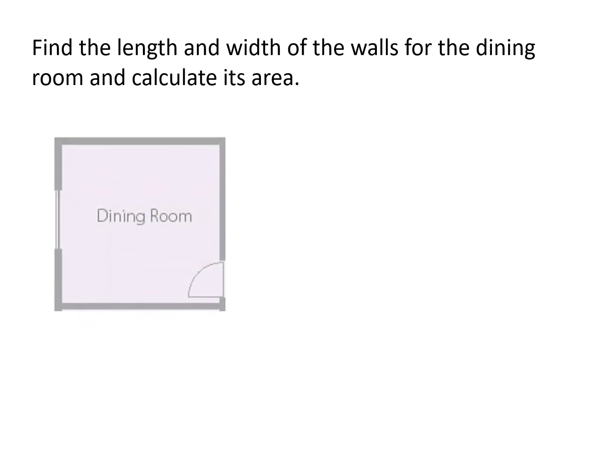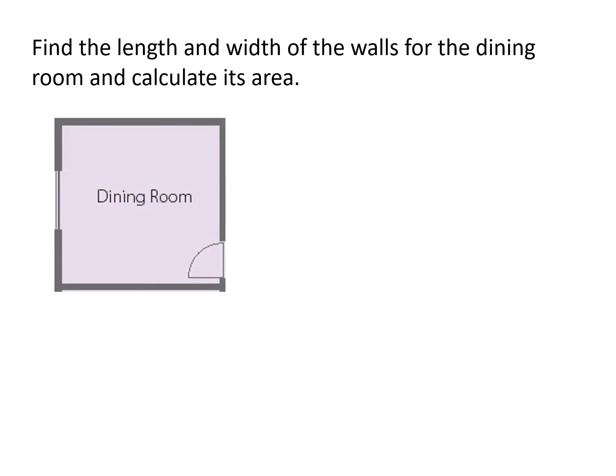This is a question that has a scale plan of a dining room, and you can see there the scale plan measurements, and then the scale that we've been given in the question is 1 to 50. The question's asking us to find the length and width of the walls for the dining room and calculate its area. I'm going to give you a minute to think about what actually that scale means, and then how would you actually go about working out the real life measurements of the dining room.